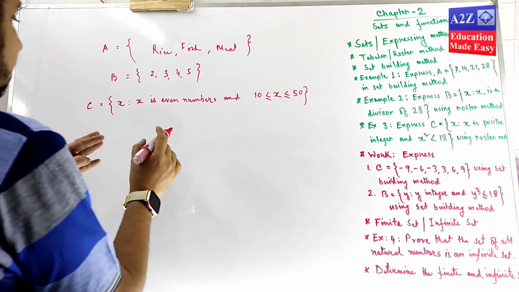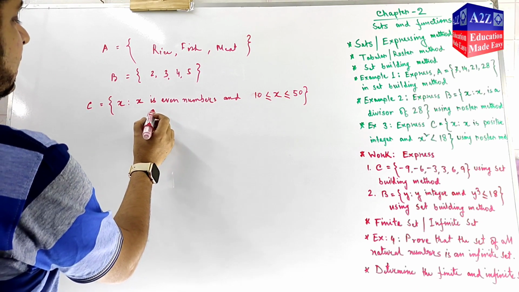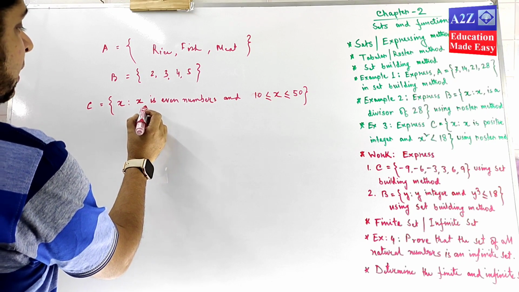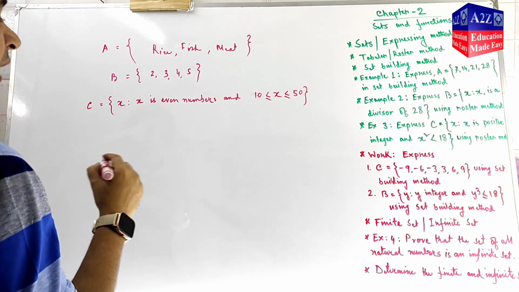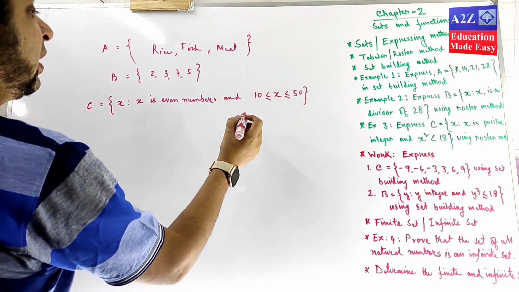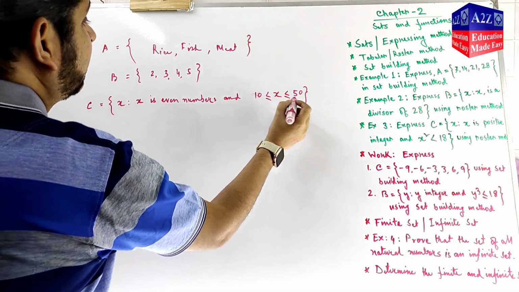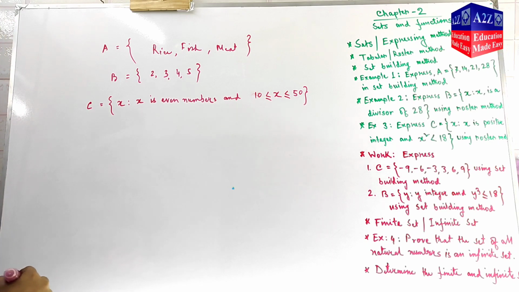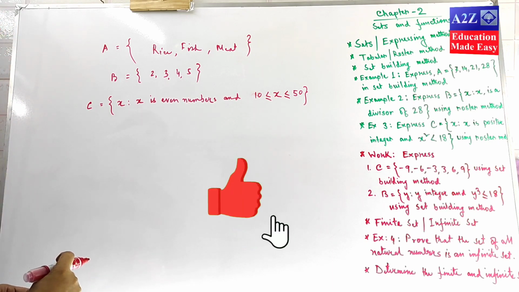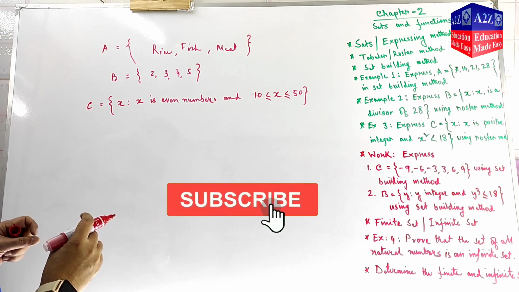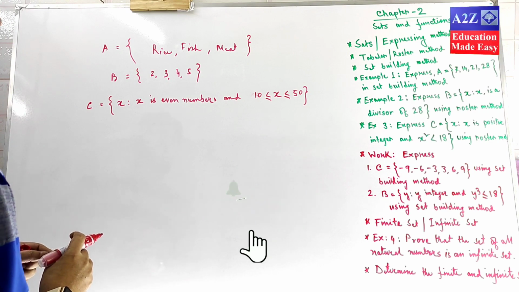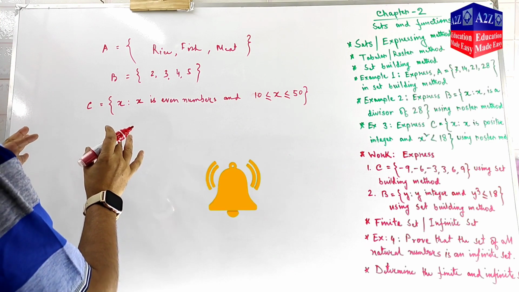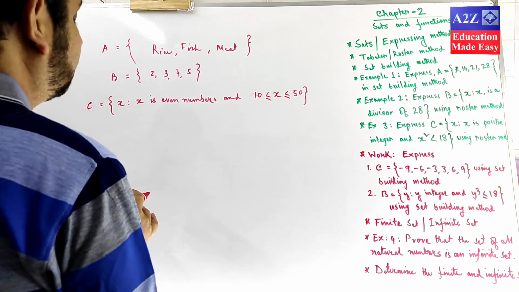Now, there are two properties. One property is that all the elements are even numbers, and the second property is that the even numbers must be within this limit, and this is the set builder method. I would like to do some solutions of example problems so that each definition will be clear through the examples.